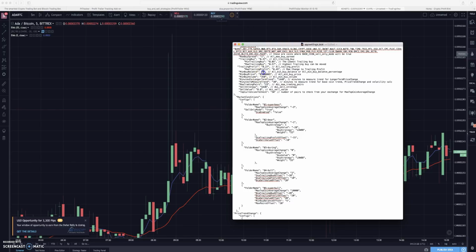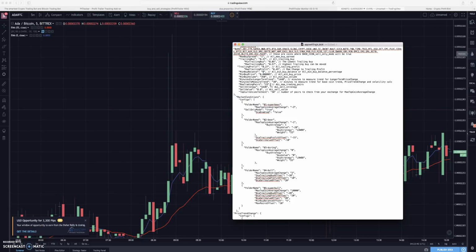Let's see, the min buy balance. This is basically saying that I want to hold 5% Bitcoin no matter what. Do not purchase pairs with my remaining 5% Bitcoin. So that's just what I have it set to. A lot of people keep that to like 30 or 40%. I'm just trying to trade with as much of my Bitcoin as possible.